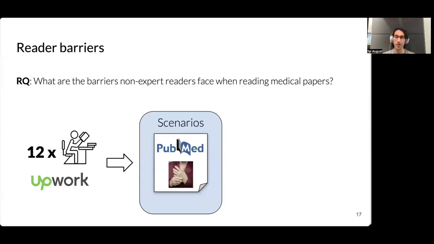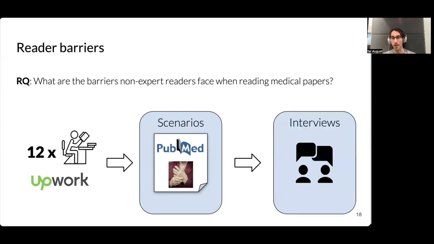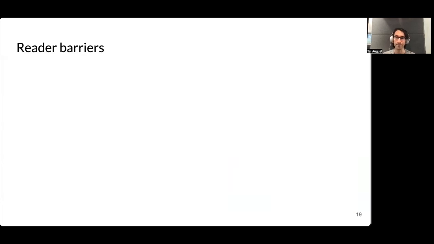And these scenarios were similar to the scenario I gave in the beginning, except a lot more detailed. And these were designed based on conversations with patients, caregivers, and medical providers, all of whom had experience reading medical research papers and communicating medical research papers to a general audience. At the end of the study, we also interviewed participants about the barriers that they surfaced during the study, and to categorize these barriers, we conducted a reflexive thematic analysis on the study and interview transcripts.